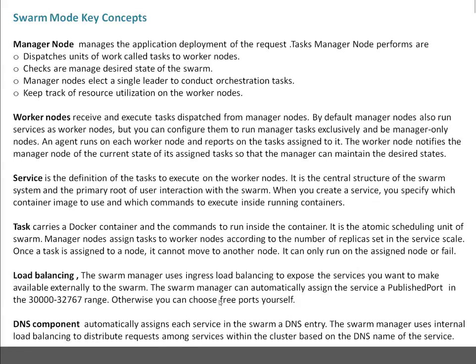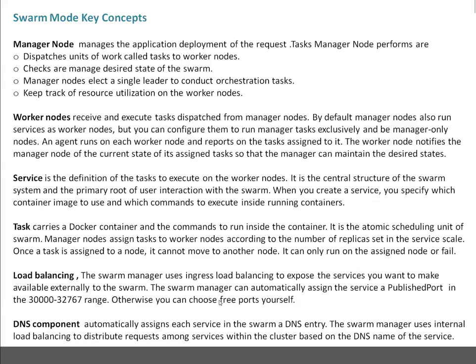Next important thing is task. A task carries a Docker container and the command to run inside the container. It is the atomic scheduling unit of Swarm. Manager node assigns tasks to the worker nodes according to the number of replicas set in the service scale. So replicas is basically the number of instances which we set in the service, like these many instances need to be in running state.